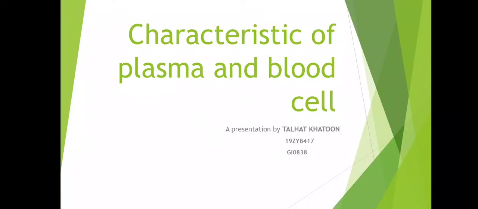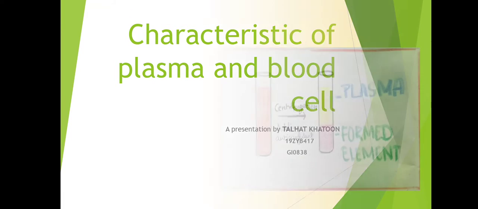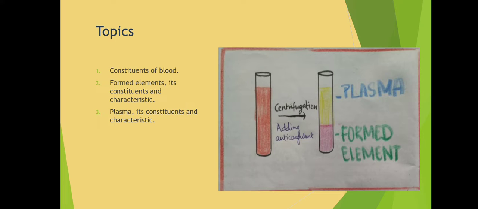Hello guys, today we will be discussing blood, the components of blood and its characteristics. Blood is a fluid connective tissue. It appears red due to the presence of the pigment hemoglobin. Blood has a crucial role in carrying oxygen.